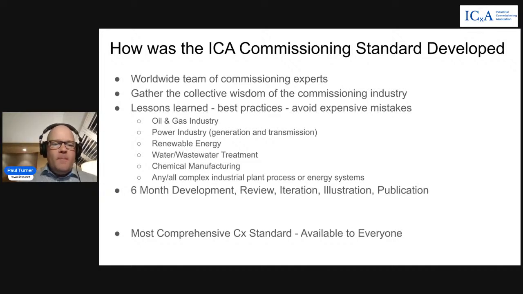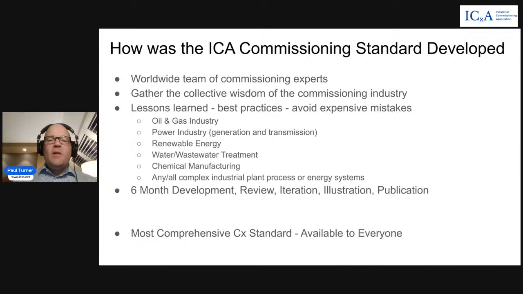We've put together a worldwide team of commissioning experts over the last 6 months. The goal was really to gather the collective wisdom of everyone in the commissioning industry from all different types of industries. So we wanted to pack as many lessons learned as we can into the global commissioning standard, all of the best practices in how you complete projects so that you don't have to make these same expensive mistakes that projects have already made in the past.